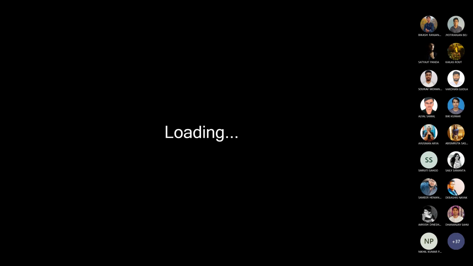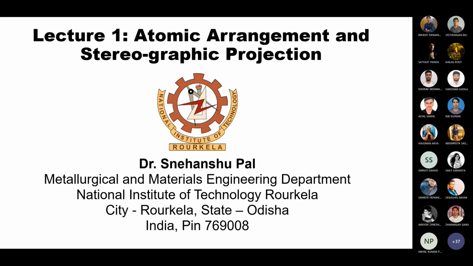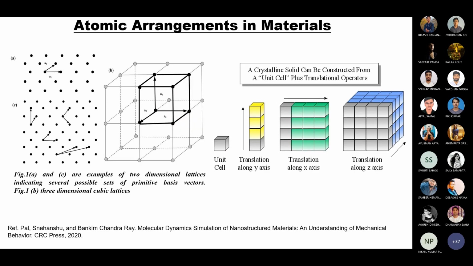Arrangement, which is very much necessary for understanding this subject, and then we'll go for stereographic projection. First we have to learn what atomic arrangement is in different materials. There are crystalline materials and non-crystalline or amorphous materials. When the atomic arrangement is periodic, meaning there will be a pattern every certain distance, you will see the repetition of the atomic configuration or arrangement.